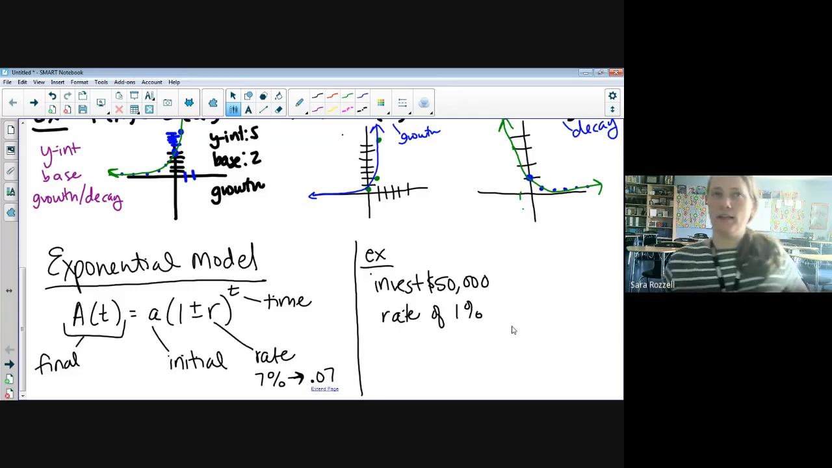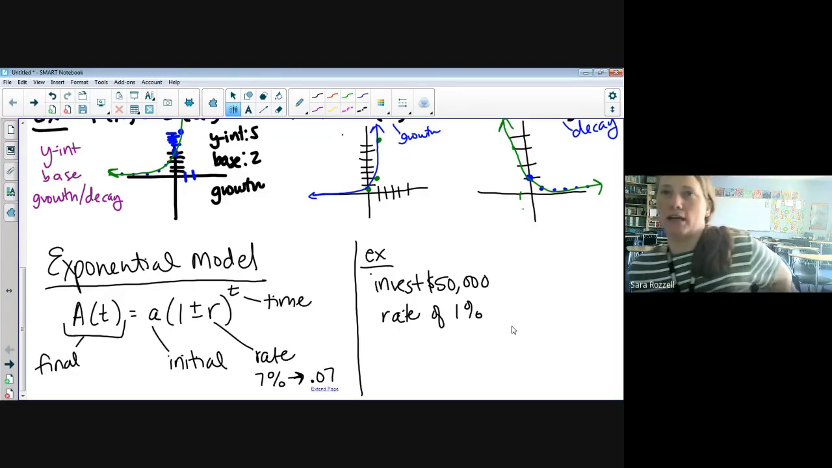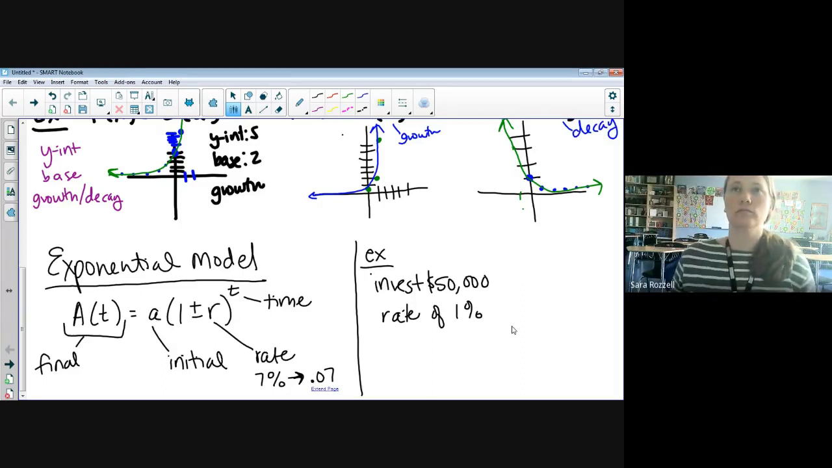And how long are we going to let this sit in the bank and see how much money we're going to make? How many years? Let's do more than 1 year.